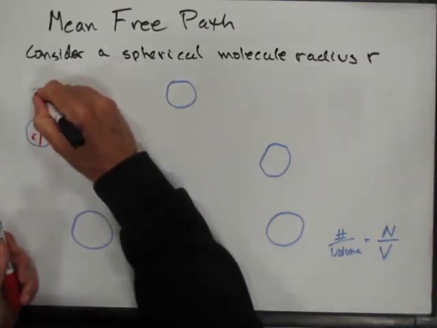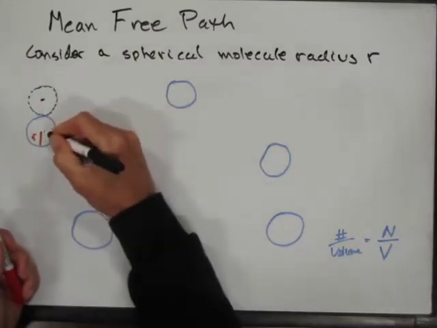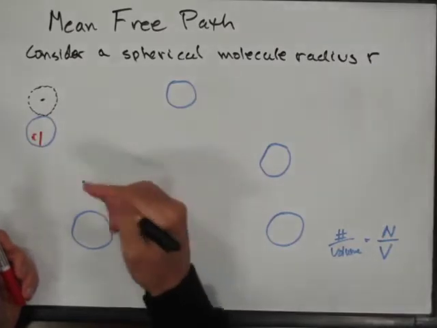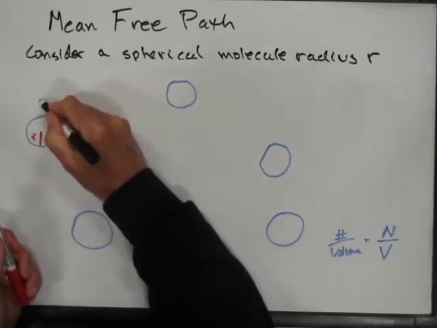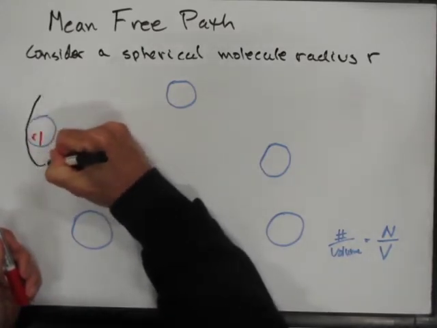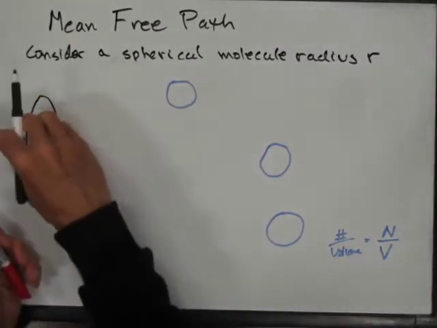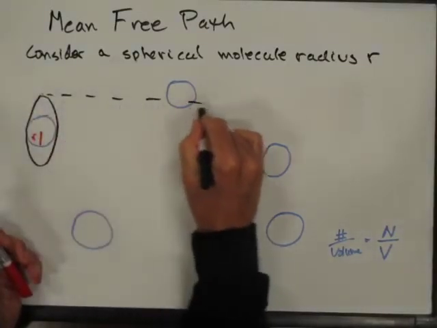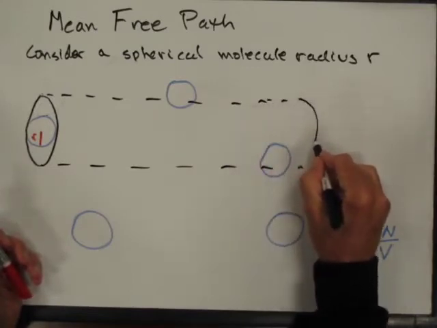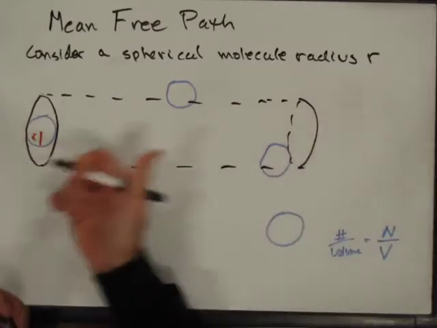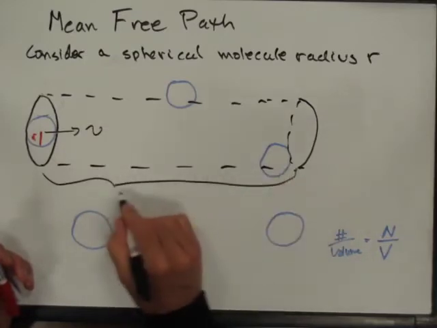If I draw another little molecule here, and their centers are 2r apart or less, then they collide. So what I'm going to do is draw a little circle around this molecule, and a little cylinder. I know this is going to look a little weird for a second. You're seeing a round molecule and then the edge of a cylinder: this is the back edge, this is the front edge, and this is the side of the cylinder. This is the path the molecule is going. Its velocity is this way, and this distance is the mean free path.